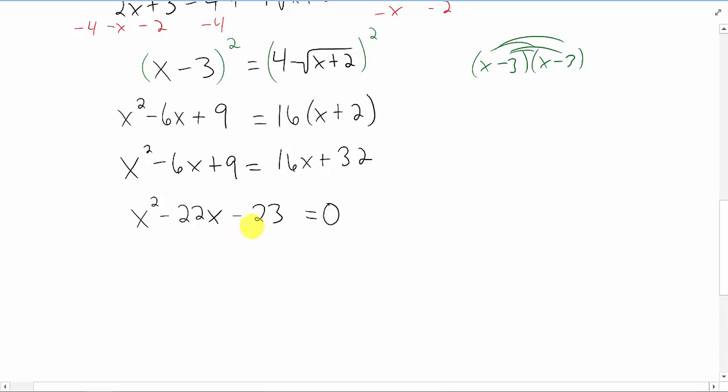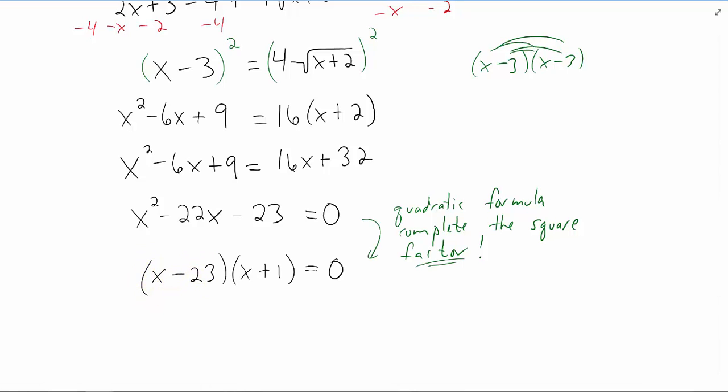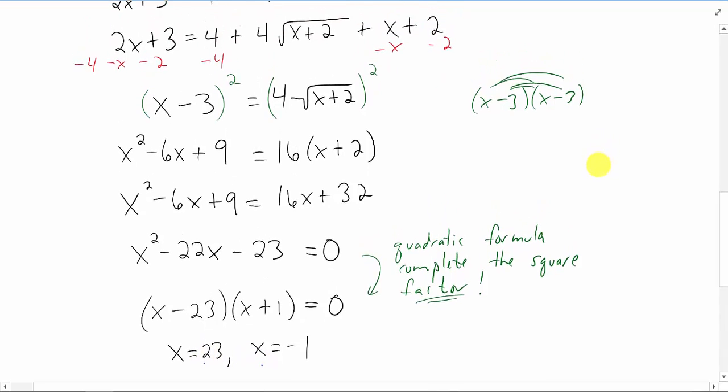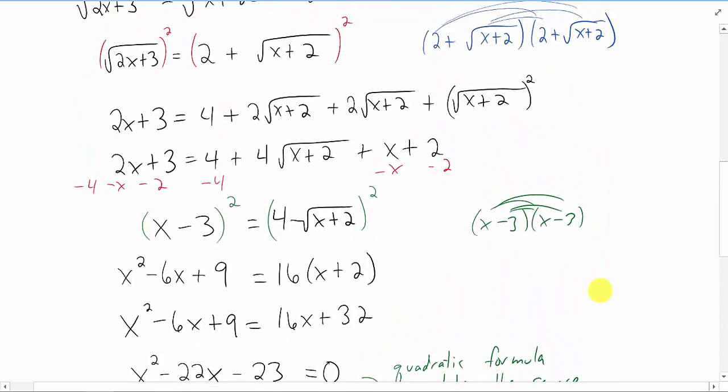We could complete the square, or if we're lucky, we could factor this thing and save us some time. We won't always be able to factor, but in this case we can, which makes this pretty simple to solve. We have x minus 23 equals 0, so x equals 23. Or x plus 1 equals 0, which is x equals negative 1. So we have 2 possible answers for our original equation, which was way back here.